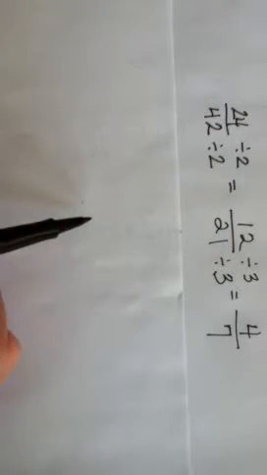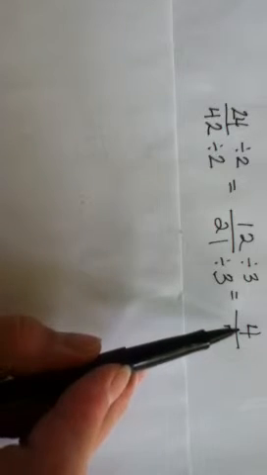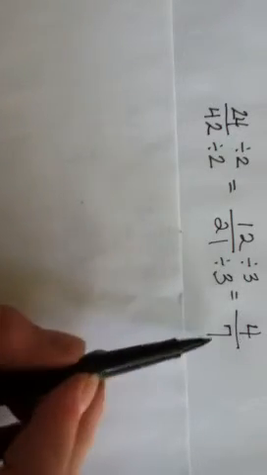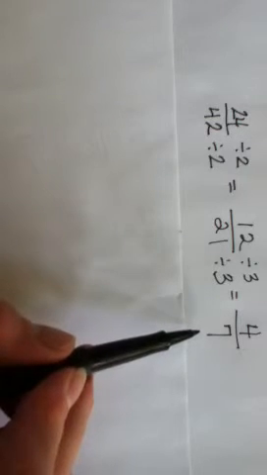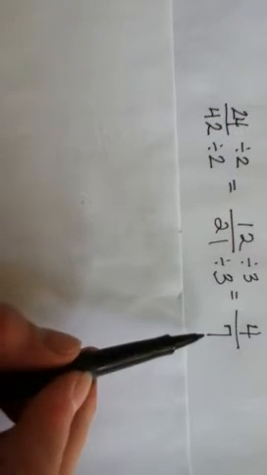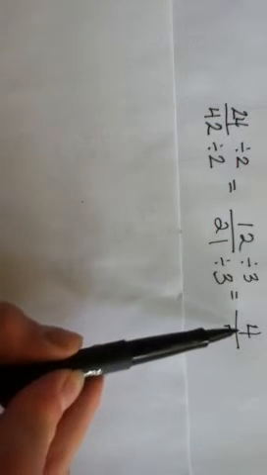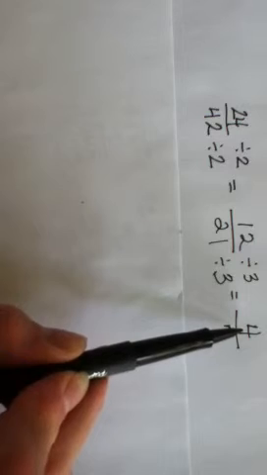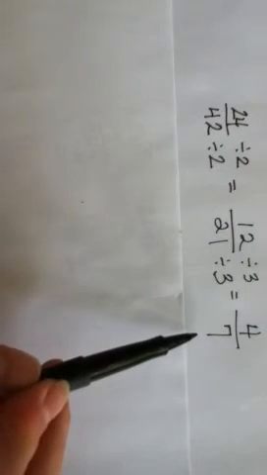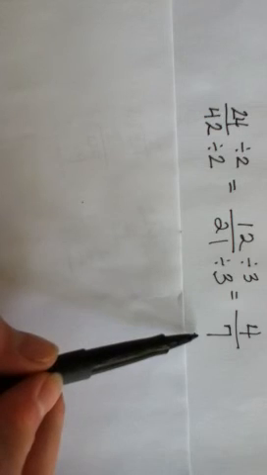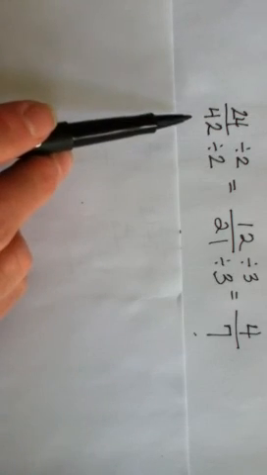And I repeat that process. 4. Does 4 divide by 2? Yes. Does 7 divide by 2? No. So I cannot use 2 to reduce the 4/7. Is there another number that 4 can be divided by? 4 will divide by 4. Does 7 divide by 4? No. At this point, I have no other options that I can divide the 4 by, so I know that 4/7 is the reduced form of 24 over 42.